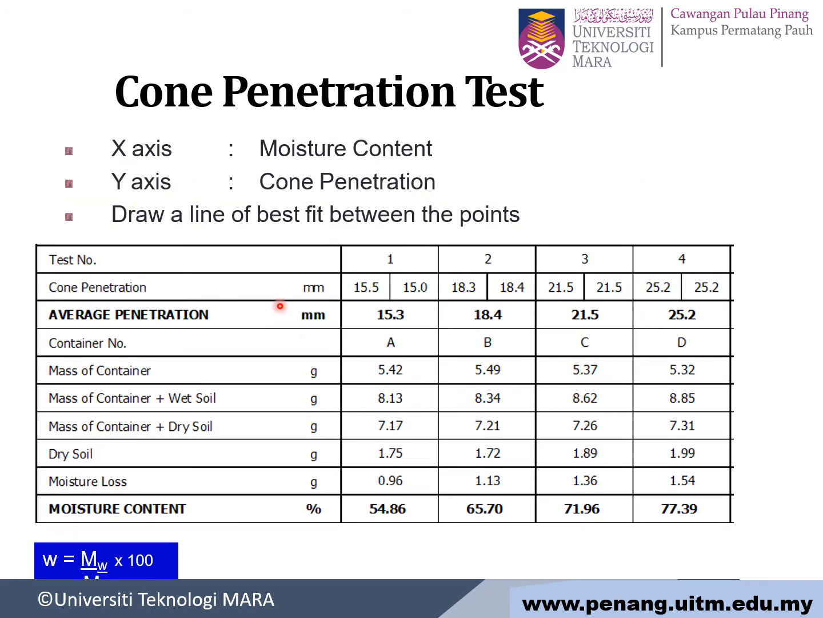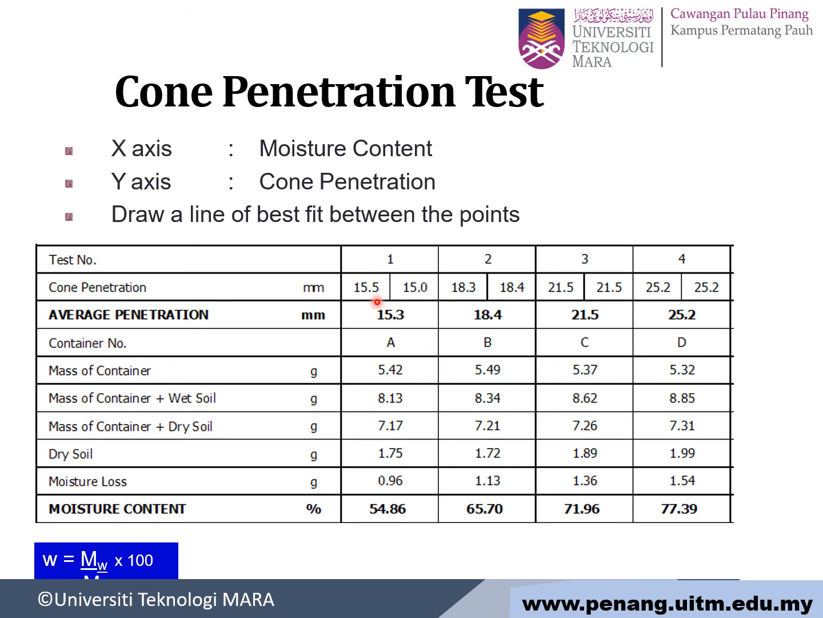Alright, this is the example of typical result from the cone penetration test. Okay, if you see here, we have test number 1, 2, 3, and 4, and the cone penetration value, you have 2 or maybe 3 because we repeat the value of cone penetration to make sure that the value is valid.